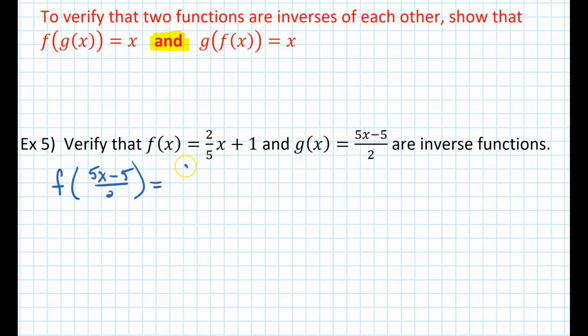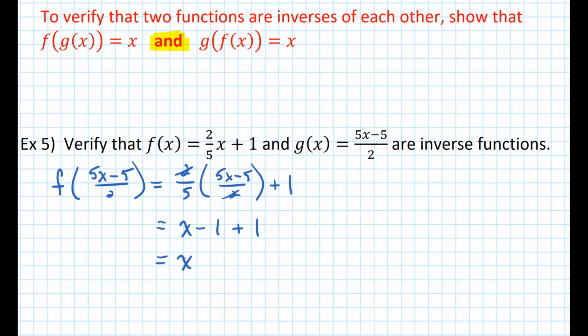So in f, where we have 2 over 5, x is being replaced with 5x minus 5 over 2 plus 1. Okay, so at first glance, does it look like a terrible thing to have to solve? Yes, but what do you notice? The 2's are going to divide out, that goes away, and then what happens? The 5's are going to divide into both terms, leaving us with x minus 1 plus 1, and that's just x. Okay.